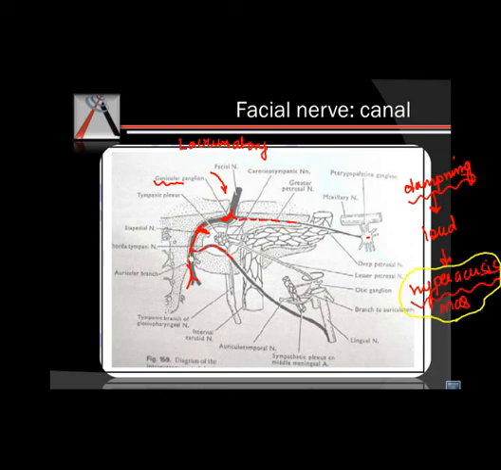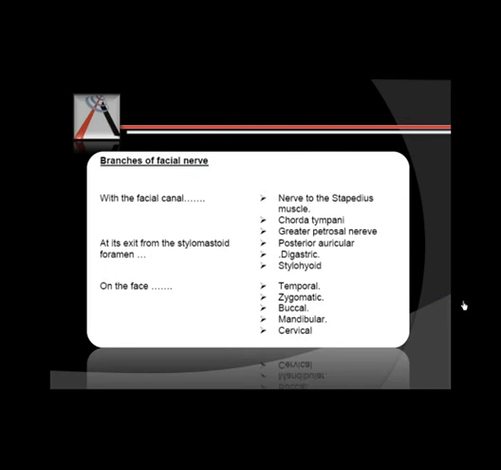Then the third branch is the chorda tympani that carries the fibers from the superior salivatory nucleus to the submandibular ganglion. It also carries the sensation from the anterior two-thirds of the tongue, the taste sensation and the general sensation. We've already seen the branches. In the facial canal, we have nerve to stapedius, the chorda tympani, the greater petrosal nerve.